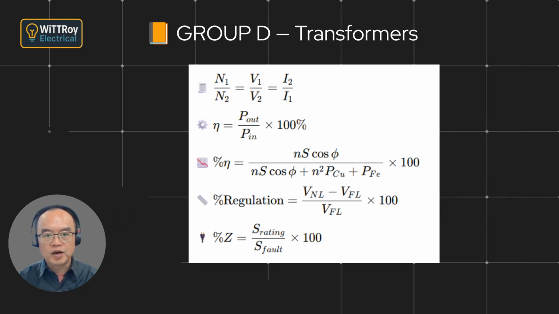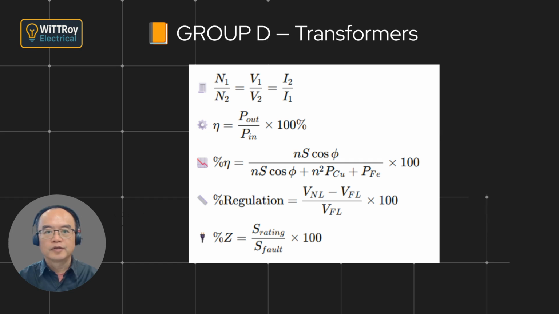S means the apparent power of the transformer, the rated kVA of the transformer. P_c means copper loss. P_i means iron loss. Repeat slowly. N S cos phi over N S cos phi plus N squared P_c plus P_i, times 100%.